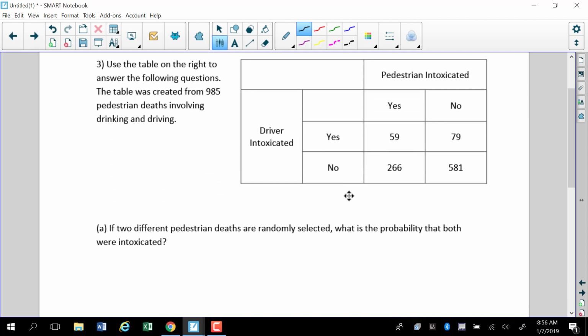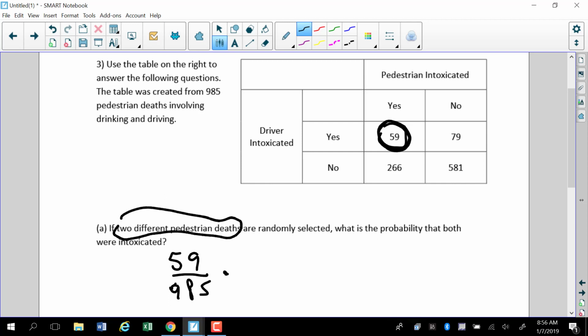Now, this is where we are going to get into just understanding tables. So if 2 different deaths are randomly selected, what's the probability that both were intoxicated? So both being intoxicated is here. So we have 59 out of 985, but we have that twice, right? So we're going to pick two different deaths. So 59 out of 985, now we have one less death and one less situation.